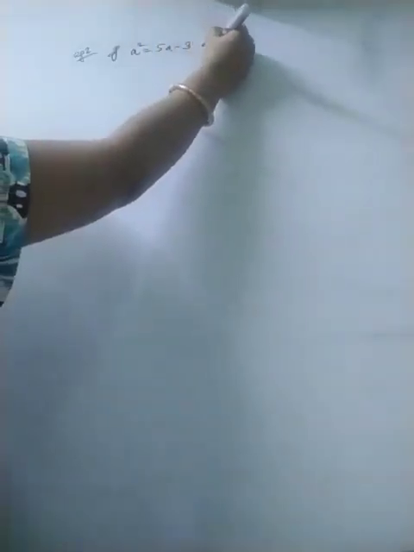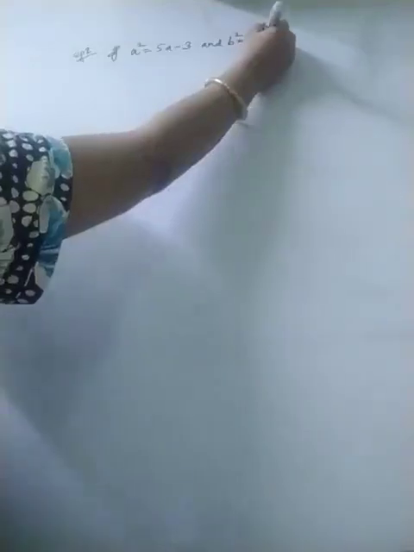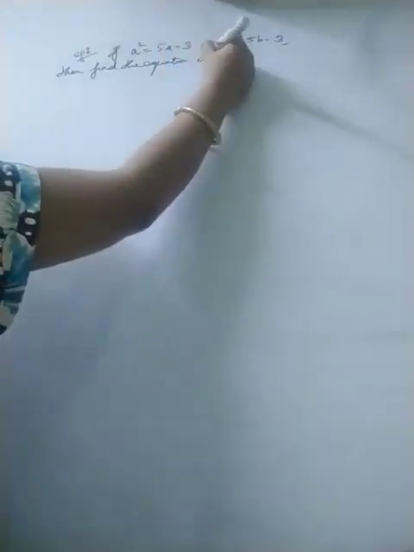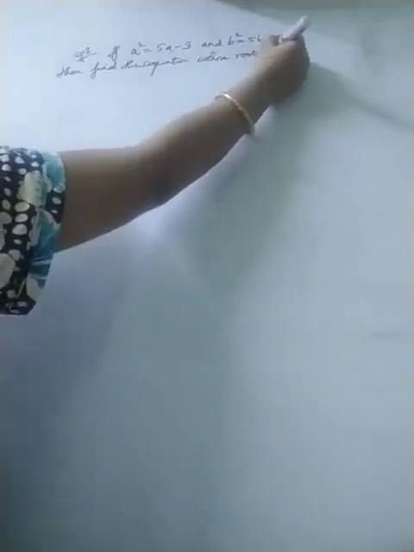The next example is also a very special kind of sum. The question says: if a square is equal to 5a minus 3 and b square is equal to 5b minus 3, find the equation whose roots are a by b and b by a. Without solving, mind you. In all these cases, we are not solving the equation. We are using the relation between roots and coefficients and arriving at the desired equation.